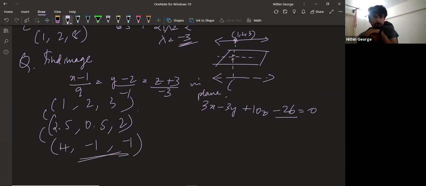So 4 minus 1. No, this is minus 3. 1, 2, comma, minus 3. Okay, that's what the mistake is. So plus 5 is 7 here. Okay. 4 minus 1, comma, 7 is the line. So the image line will be 4 minus 1, 7. Okay, this will be the line.